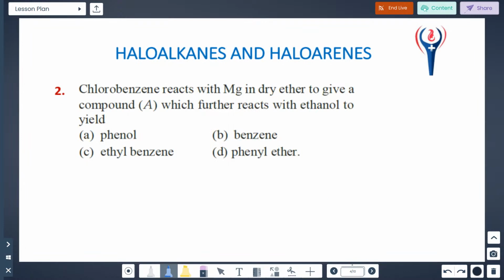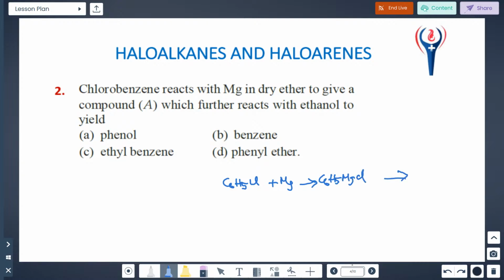Chlorobenzene reacts with magnesium in dry ether to give compound A, which further reacts with ethanol to yield dash. Chlorobenzene, the formula is C6H5Cl. Chlorobenzene reacts with magnesium. We are getting Grignard reagent. So the product will be C6H5MgCl. This is called Grignard reagent.